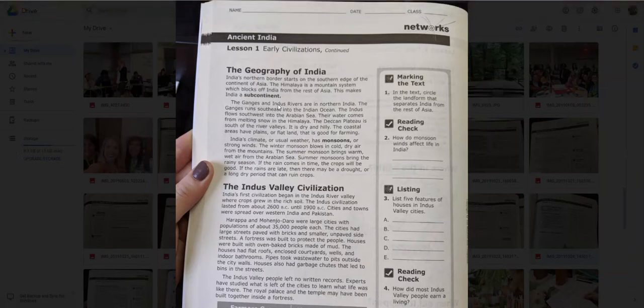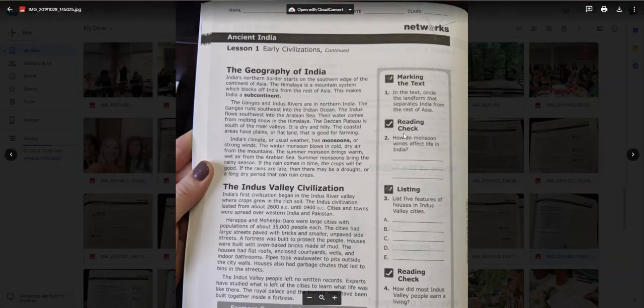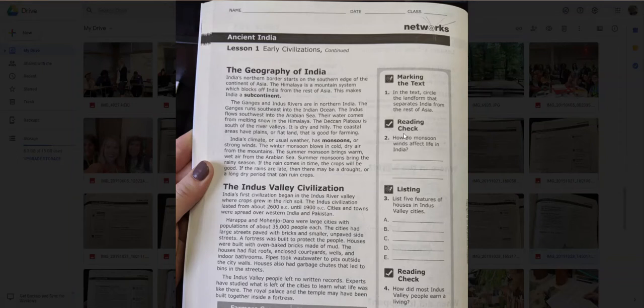The Ganges and the Indus rivers are in northern India. The Ganges runs southeast into the Indian Ocean. The Indus flows southwest into the Arabian Sea. Their water comes from melting snow in the Himalaya. The Deccan Plateau is south of the river valleys. It is dry and hilly. The coastal areas have plains or flat land that is good for farming.